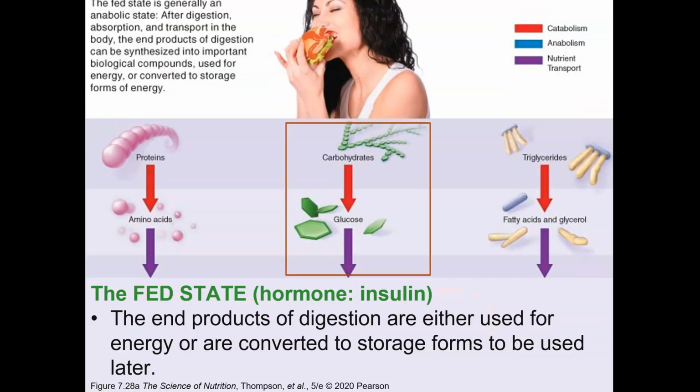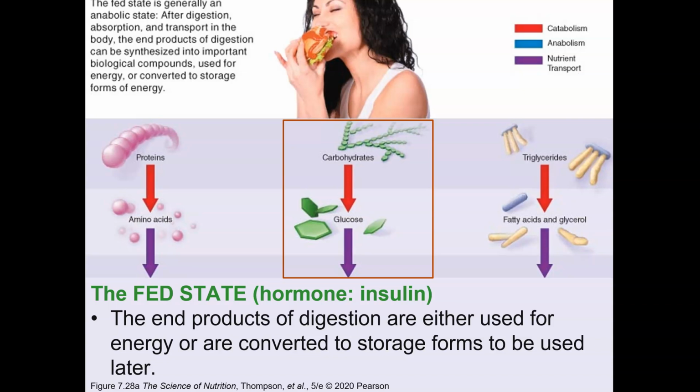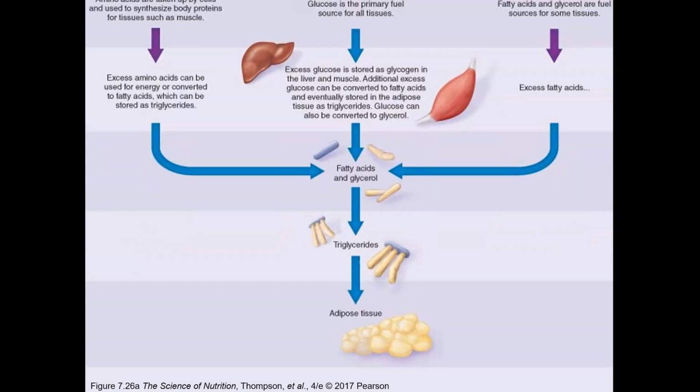So again, if we're going to focus on this part, let's do carbohydrates first. So we're breaking down starch in our diet to glucose. And what happens is, if we go to this figure right here, glucose is the primary fuel source for all tissues, so we will be using that.